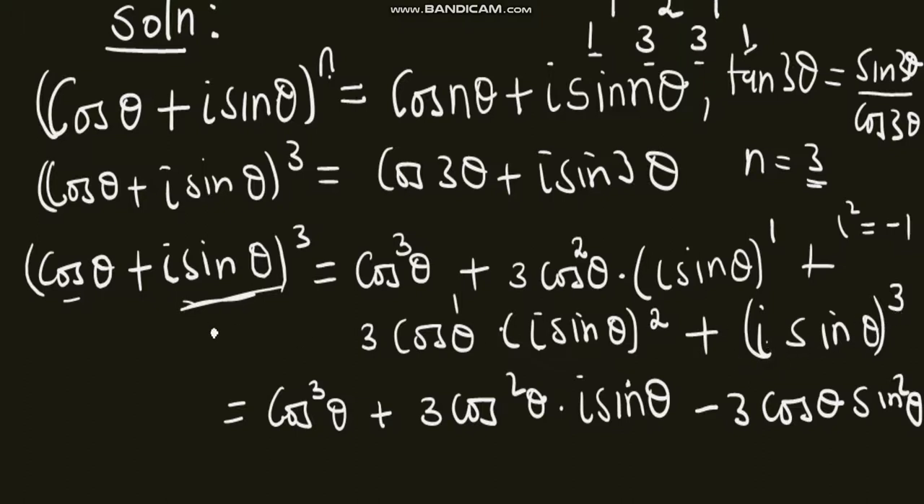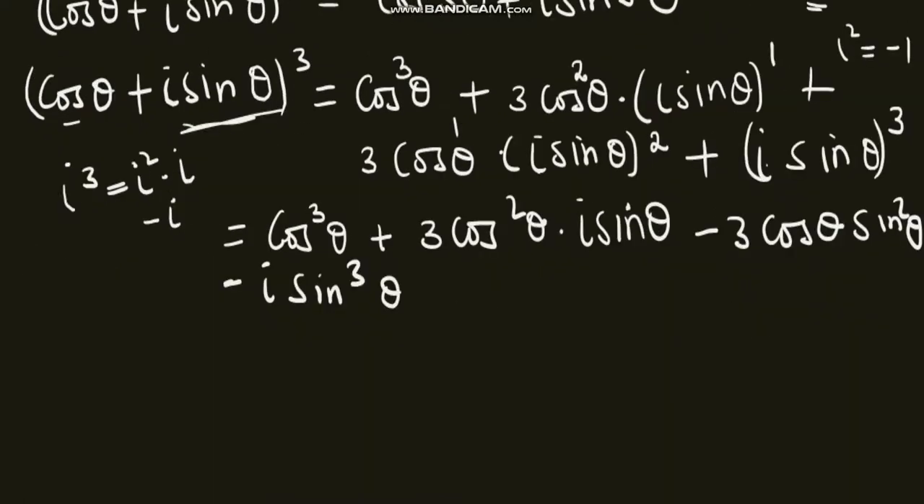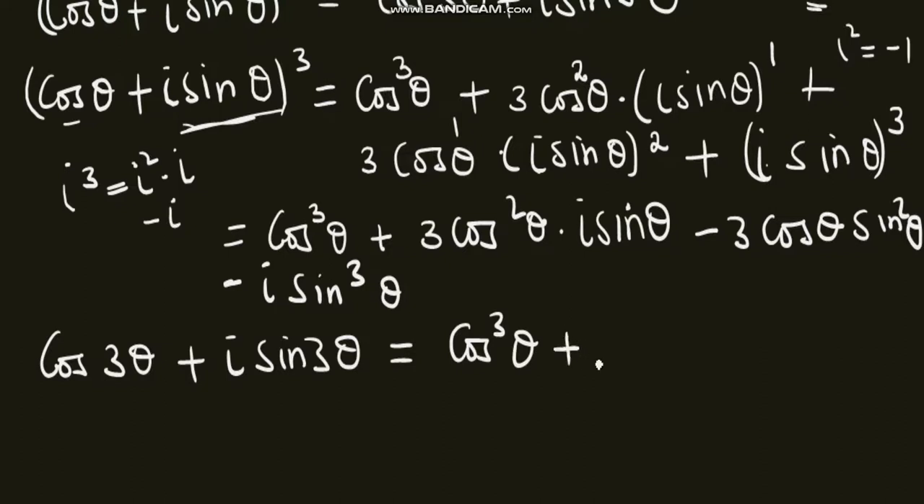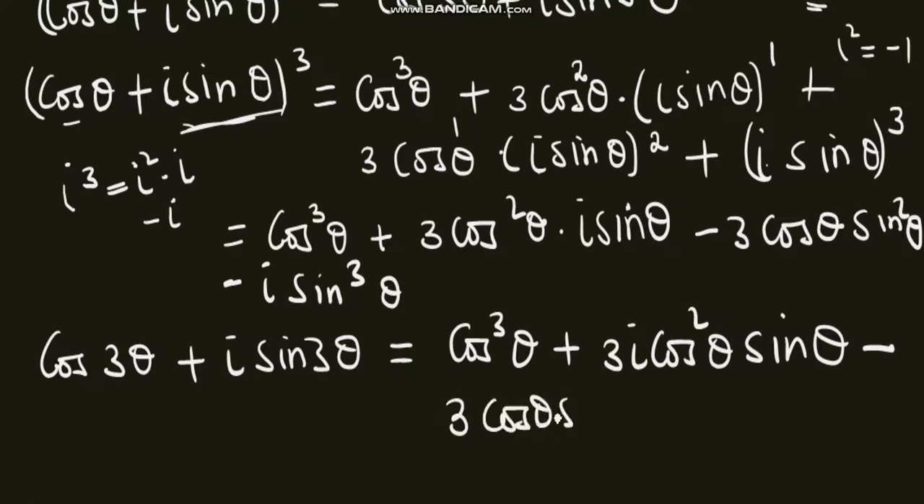Here we also have i cubed. This one is the same as i squared times i, and our i squared is negative 1, so we shall have negative i sine cubed theta. So that means that cos 3 theta plus i sine 3 theta is equal to cos cubed theta plus 3i cos squared theta sine theta, then minus 3 cos theta sine squared theta, then minus i sine cubed theta.